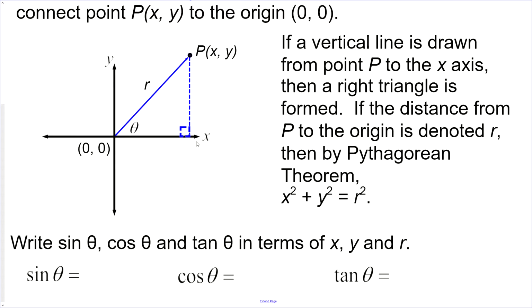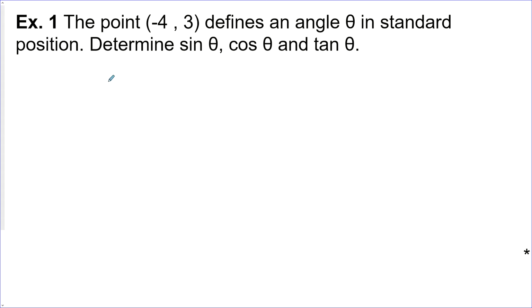We want to write sine theta, cos theta, and tan theta in terms of x, y, and r from this image here. So sine is opposite, this would be our y value over hypotenuse, so y over r. Cos is the adjacent, which is our x value of this coordinate, over the hypotenuse. And tan is opposite over adjacent. Let's give that a try with the point -4, +3.